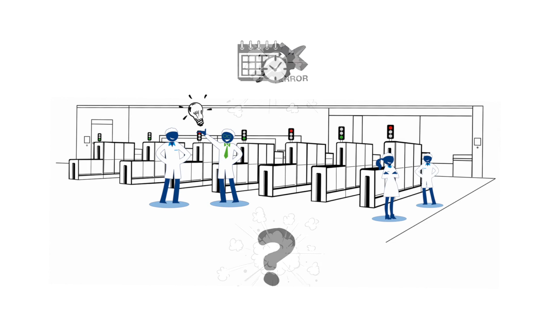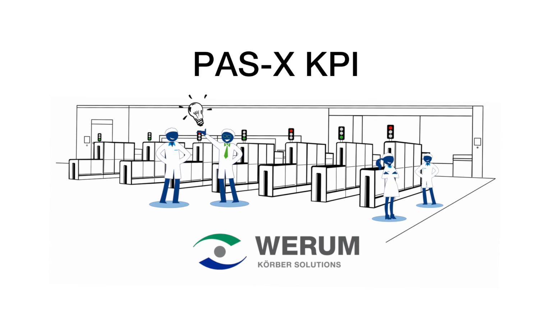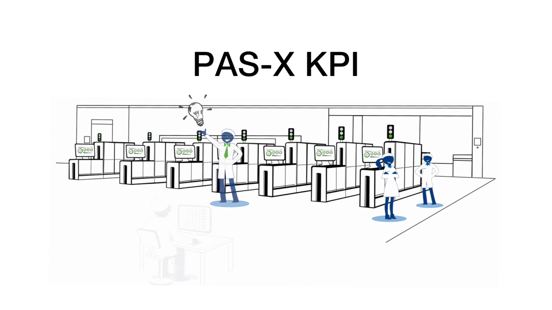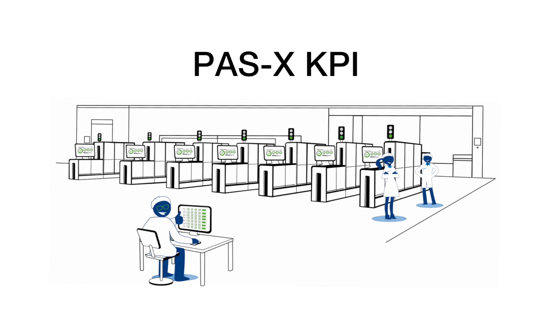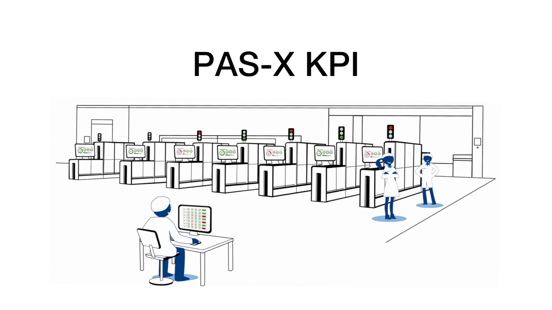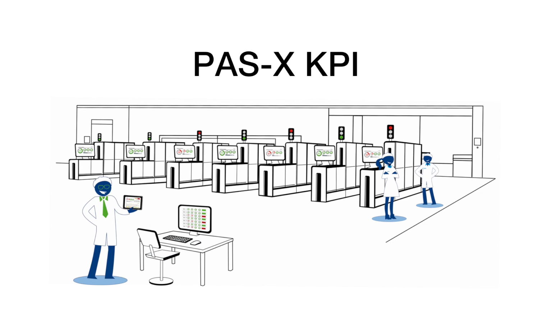Luckily for Matthew, this is exactly what Werum IT Solutions offers through its KPI software. Now with PassX KPI, he has access to an overview screen with all lines on one display. Once again, Matthew sees 3 lines showing red. Where should he go first? One look at his screen or his tablet, and he can immediately identify the faulty line and call the repair service to get things fixed.